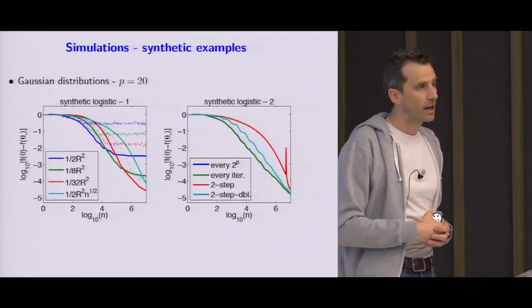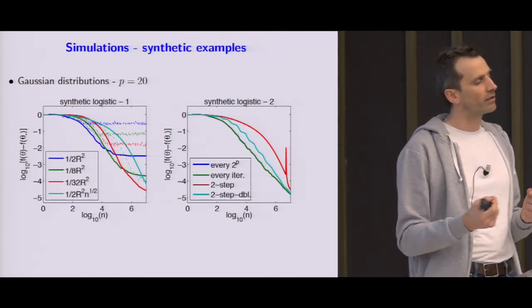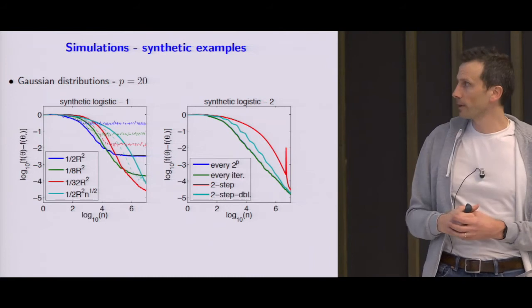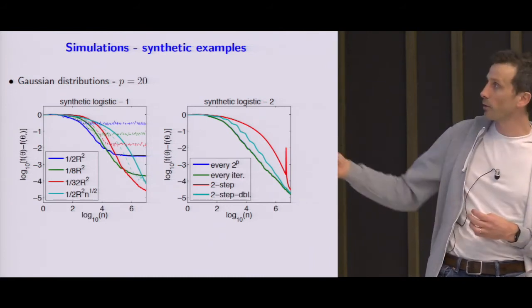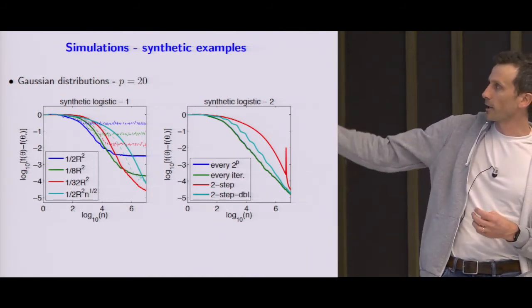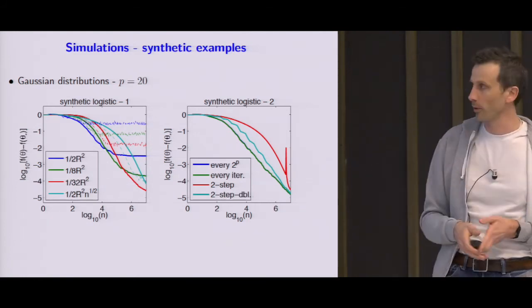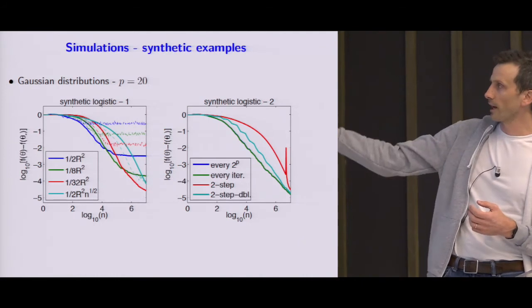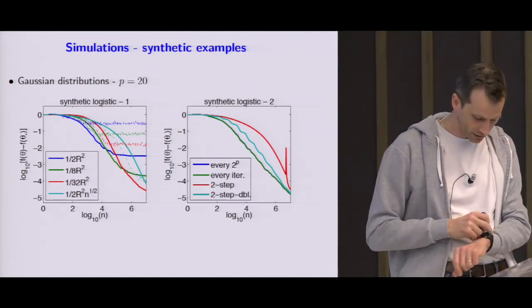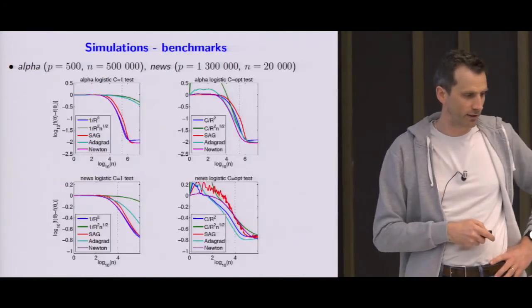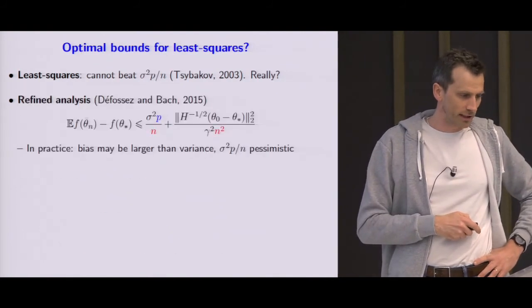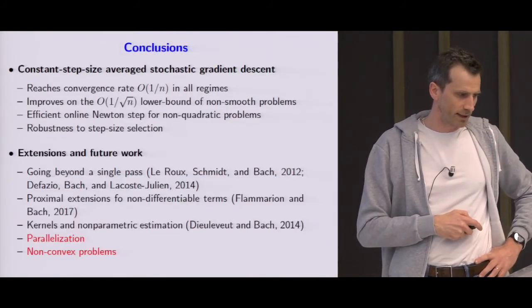So this is an algorithm which has the optimal bound, P over N, but not the optimal behavior. So what we have done as well is a version where you update that Newton step at every iteration, and we get the best of both worlds: fast convergence as 1 over N. So now let me skip this and let me conclude.